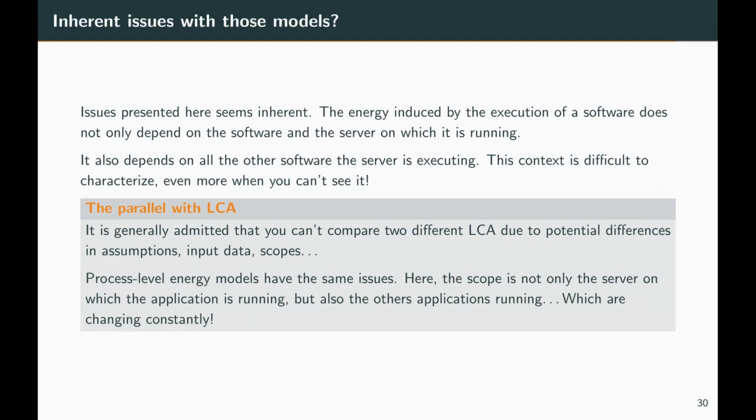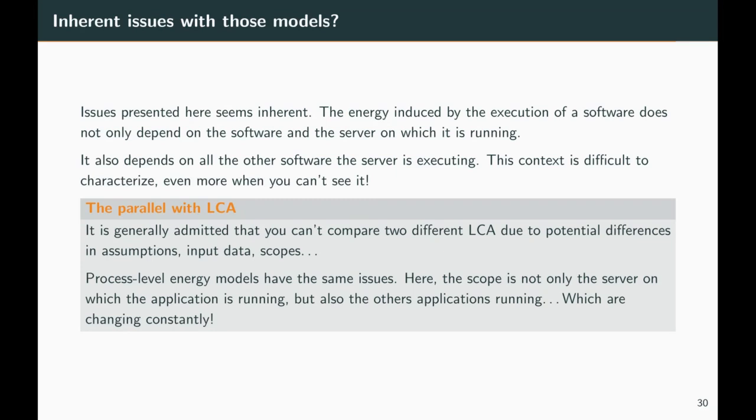If we try to look at different models, it's just because a server is more efficient at a higher level of load than at low consumption. So actually, we believe that changing the model is not an issue of accuracy. It's an issue of how the server is behaving. So the energy induced by the execution of the server does not only depend on the server and the software. It's also depending on what the server is doing.